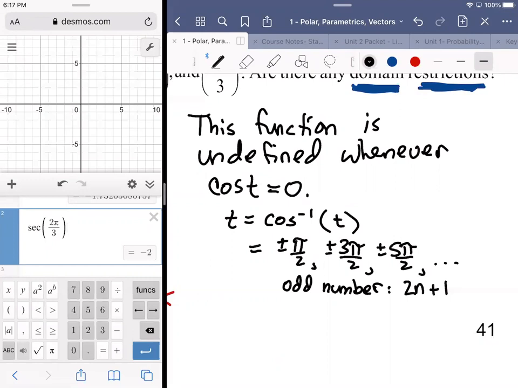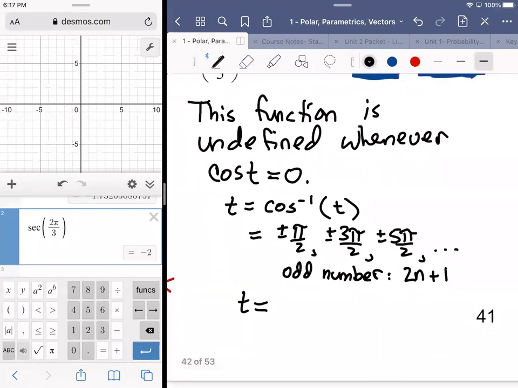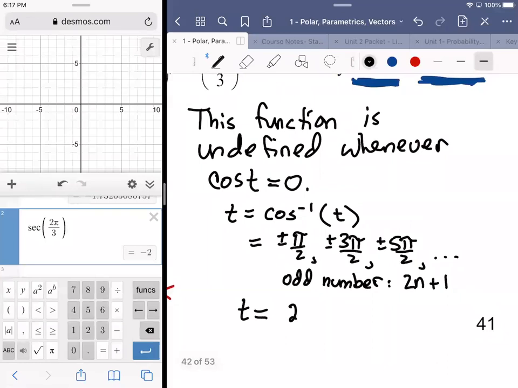All right, so what I would say is t would be equal to 2n plus 1, multiplied by pi over 2. So I could write it in a couple of different ways, but the easiest way to write it would be to just pop this over a 2 and multiply it by a pi at the end.